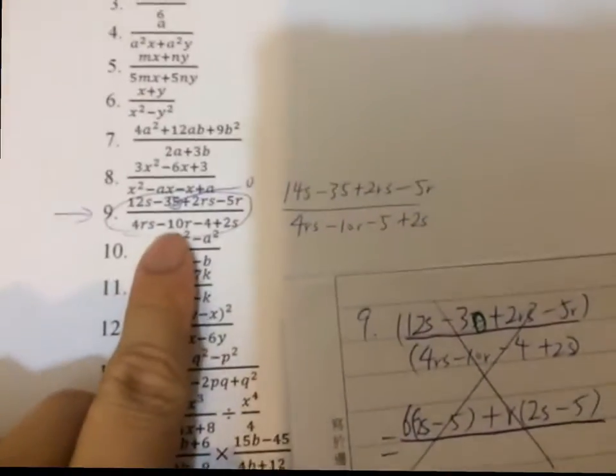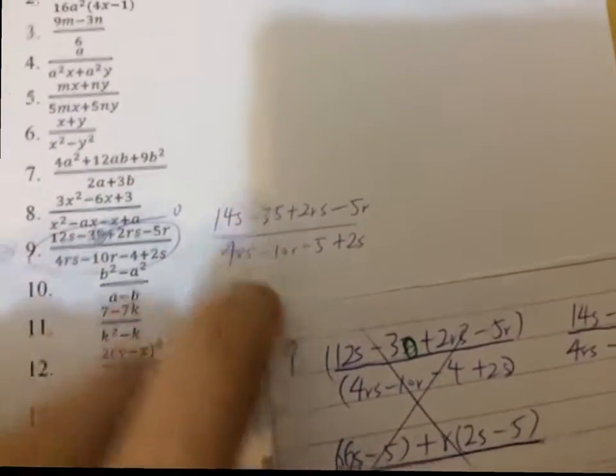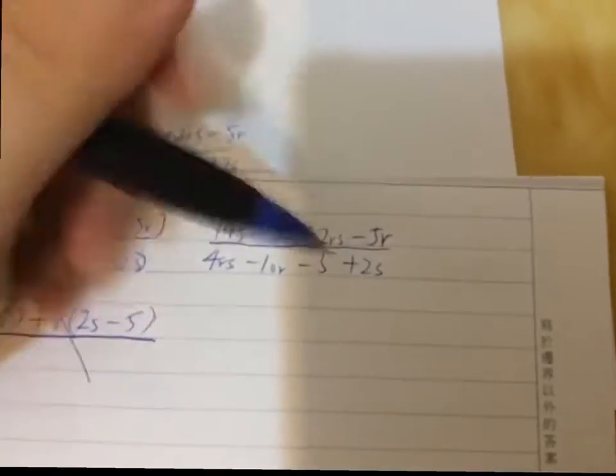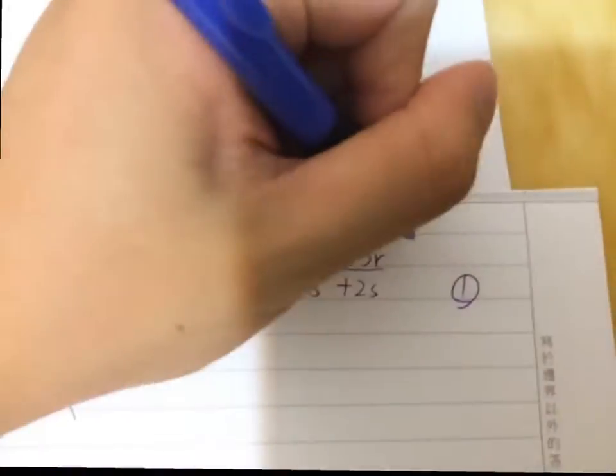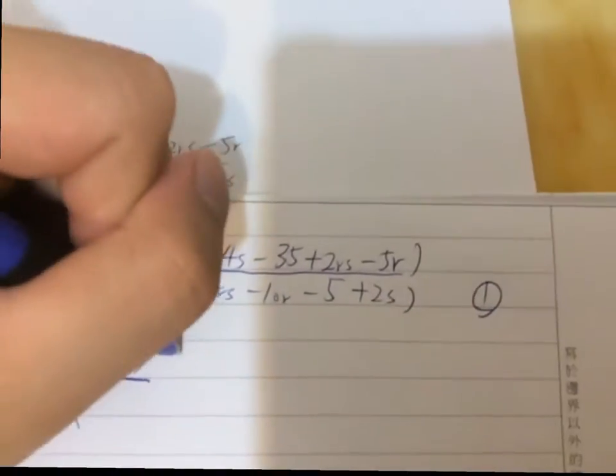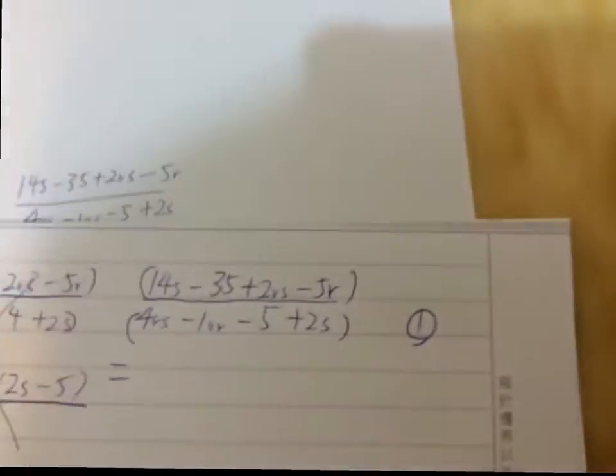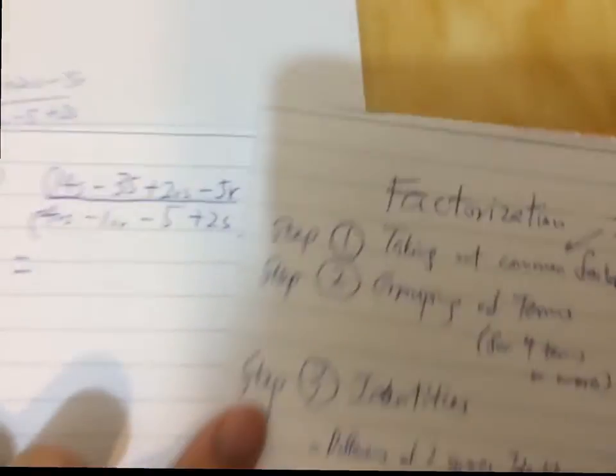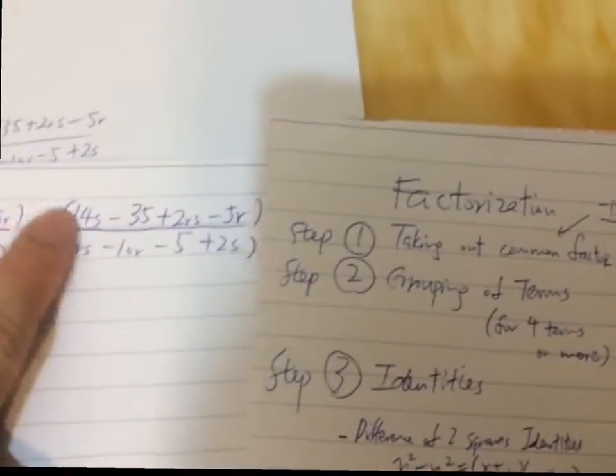Number 9, the question is wrong. The question should be this. Okay, and also first step is take bracket them. Okay, we need to simplify it. We have to bracket them and then try some factorization. Okay, we have first step, taking out common factor.